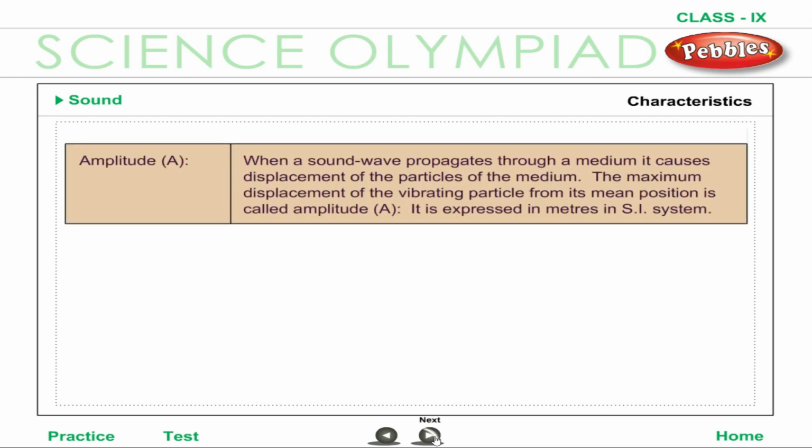Characteristics of sound waves. The characteristics of sound waves are shown in the table.